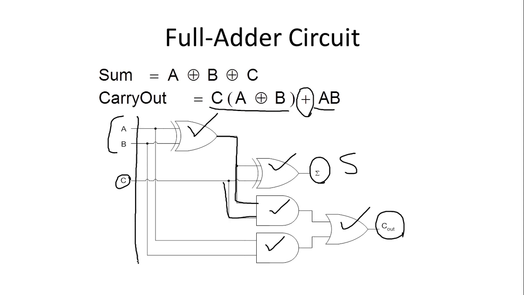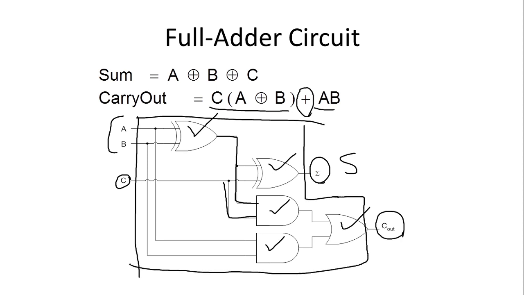So if we put it in a box, it will become a full adder which takes three inputs A, B and C and produces two outputs, sum and carry out.